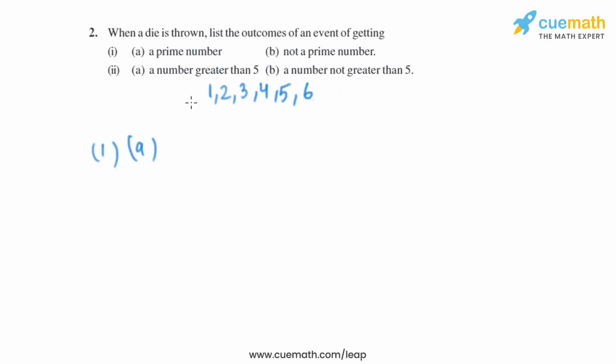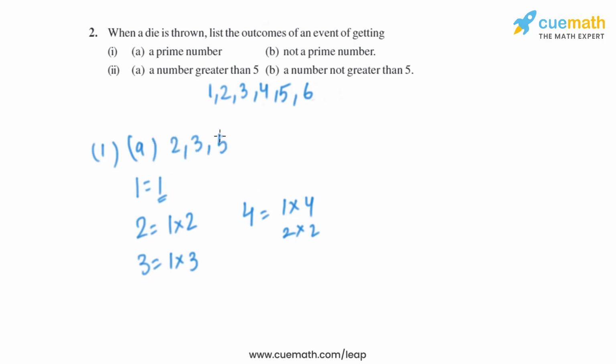Now let's move on to the first part. It says a prime number. So first of all, let us learn what are prime numbers. Prime numbers are those numbers which are having two factors, that are 1 and the number itself. So let's look into 1. 1 is not a prime number because it is having only one factor. 2 is a prime number because it has two factors. Similarly, 3 is a prime number. But when we look into 4, 4 is not a prime number because it is having more than two factors. So the prime numbers are 2, 3 and 5.